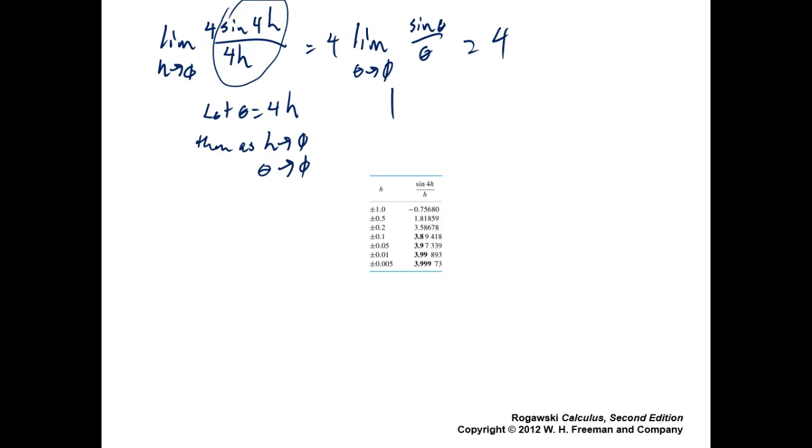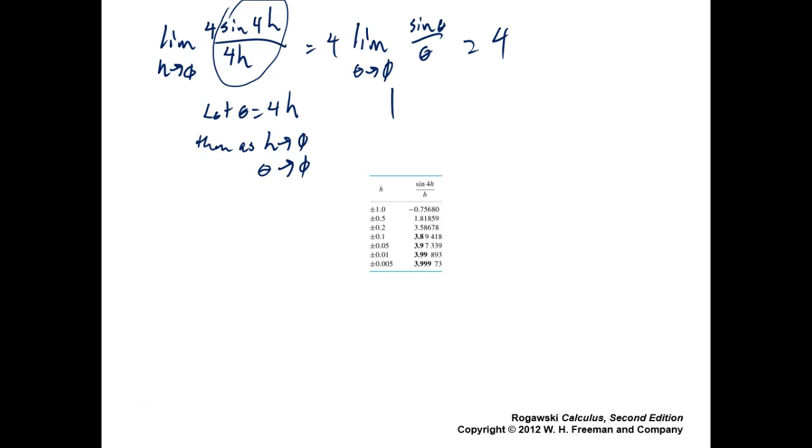Plus or minus 0.1, 3.8. Plus or minus 0.05, 3.97. Plus or minus 0.01, 3.99. And plus or minus 0.005, 3.999. And sure enough, that's getting closer and closer to 4.